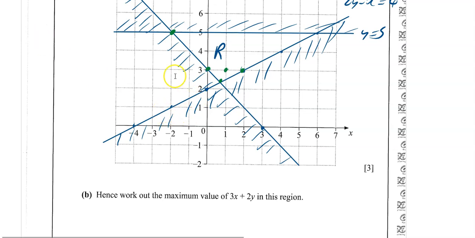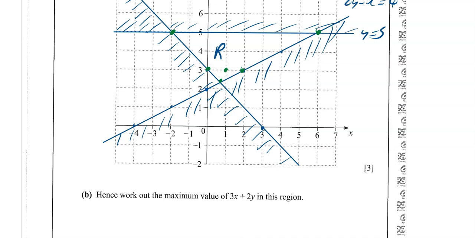So if we have a look at these points, remember it was 3x plus 2y, and the other corner point, the most important one, is here. And this one is really the only one we need to test, because these are both positive, it's positive 3x and positive 2y. Out of all these points, it's got the best x value and the best y value, so it's going to be the best one. So it makes this question very, very easy.